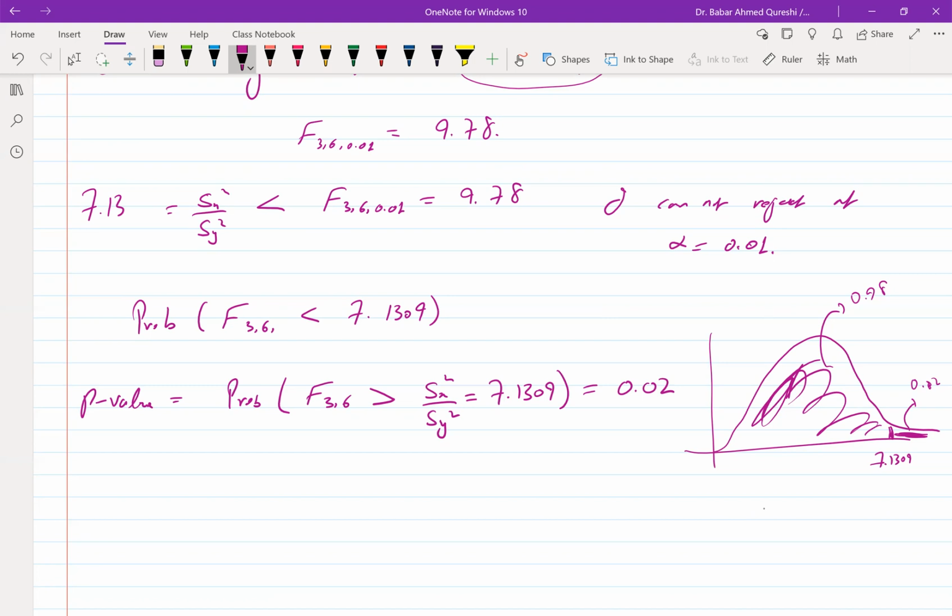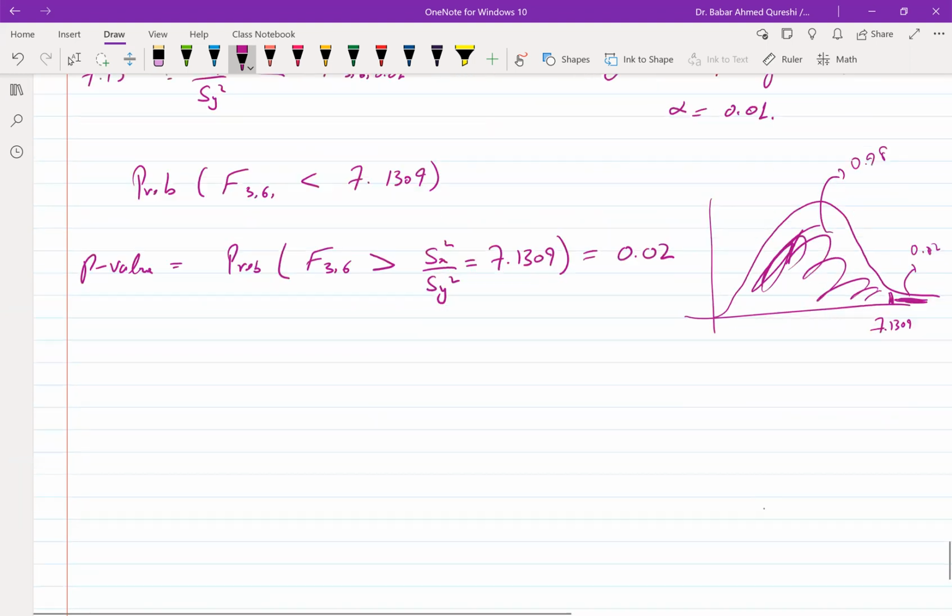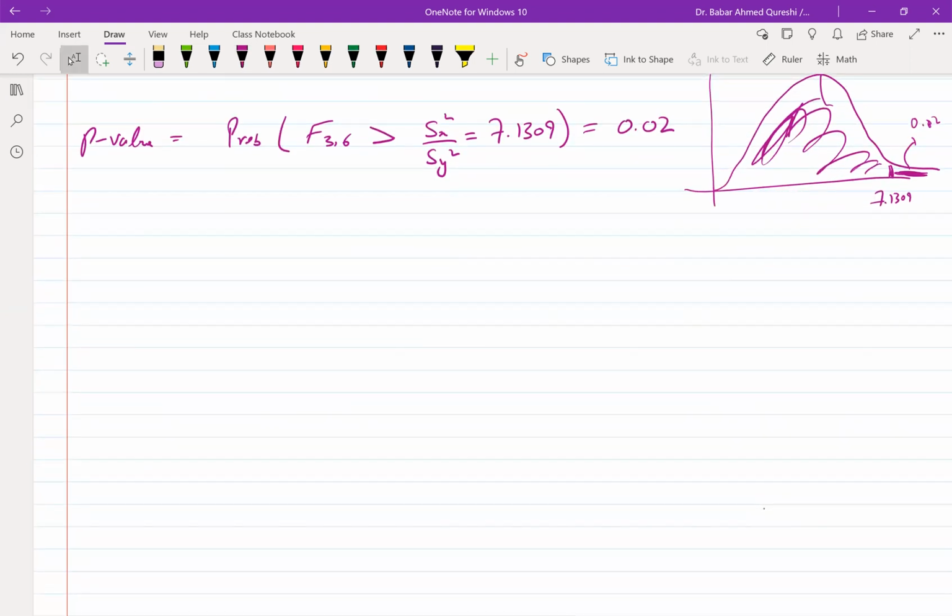We can do another example. For that, we will definitely need StatTrek. Well, you can do it using the tables as well, but you have to do a little bit of estimation because the table does not have all the values in it. So let's take this example.